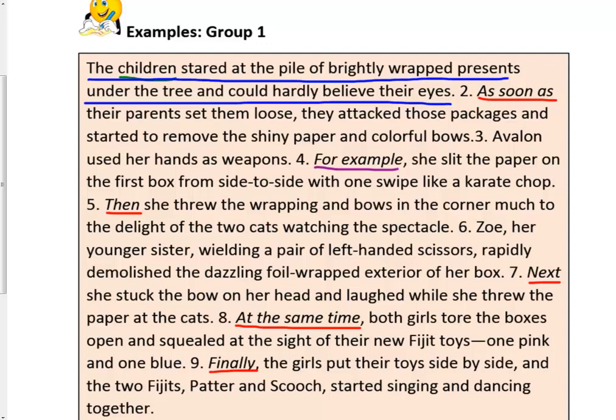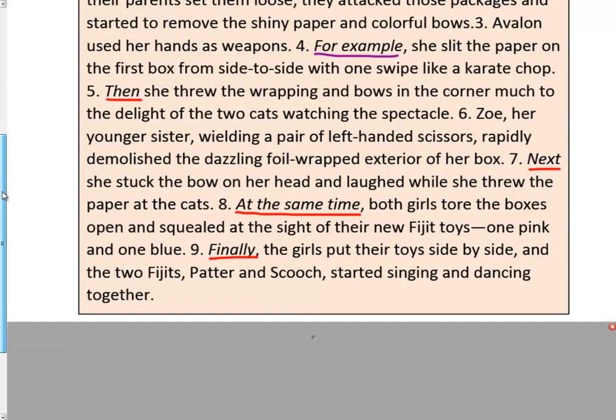And does every supporting detail have to start with a signal or transition word? No. You see, here's a supporting detail that does not start with a signal word. However, good writers use them as often as possible to make their writing more easily understood. Now, I'm going to have you try one, but don't forget to find your topic and main idea before looking for your major and minor supporting details.